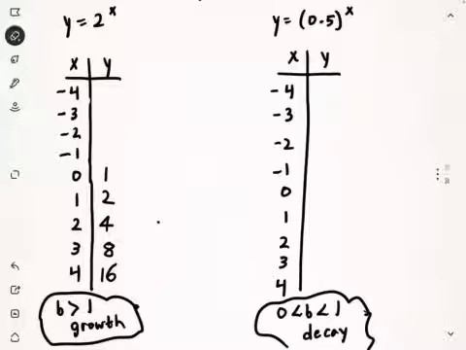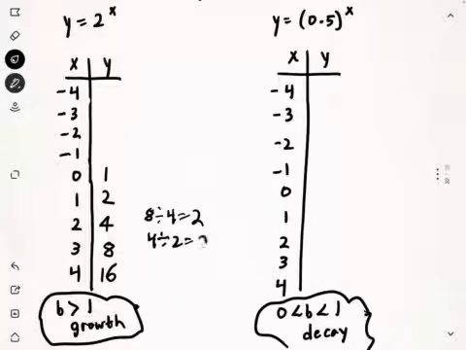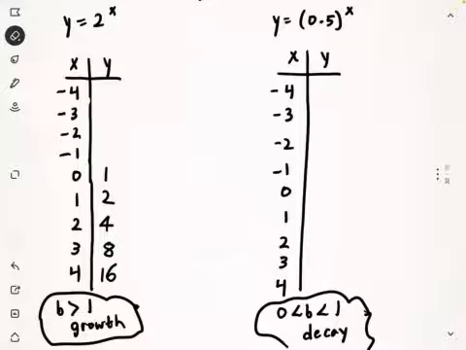Or you can move in reverse order, and if you start with the table of values, you could see that 8 divided by the previous one of 4 is 2, 4 divided by the previous y value is 2, and so on. So you can get the b value by dividing any y value by its previous y value.